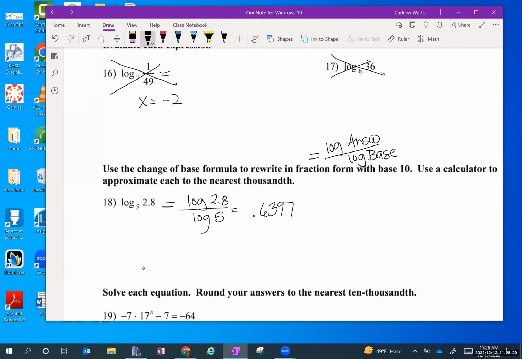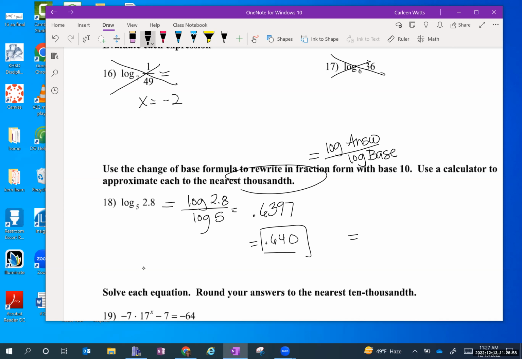0.6397, round to the nearest thousandths, tenths, hundredths, thousandths is 0.640. Yeah, thousandth. Notice change of base is going to end up as a decimal. The others are going to end up as a fraction.